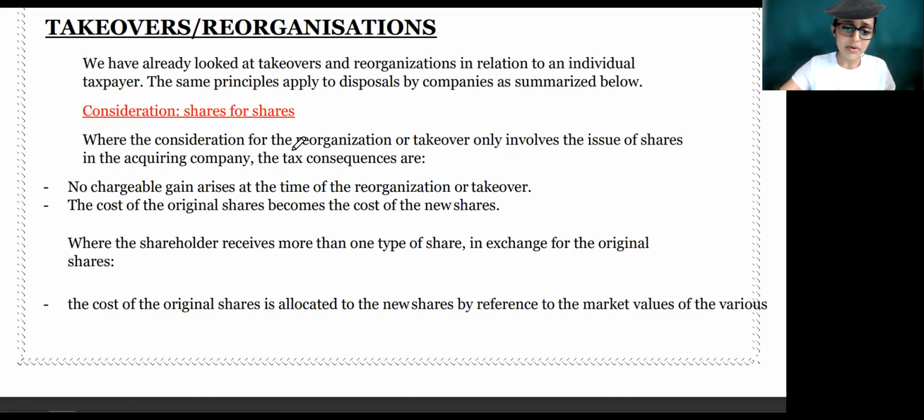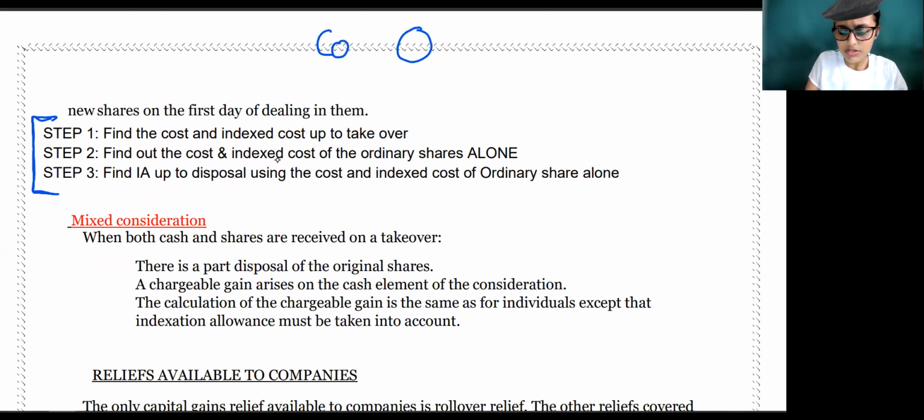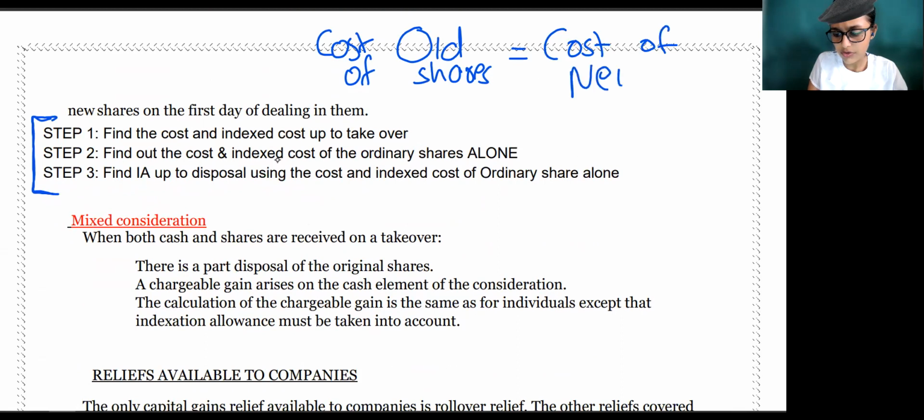So that time, remember these three workings. Remember to do this. These three are the best thing that you can do. Follow these steps. So always remember the concept. Cost of old shares is equal to cost of new shares. Whatever you're transferring to the other company, think about it this way: WhatsApp, Facebook. The cost of WhatsApp shares is equal to the cost of Facebook shares. That is, whatever you're giving is equal to what you're getting. The cost is exactly the same thing.